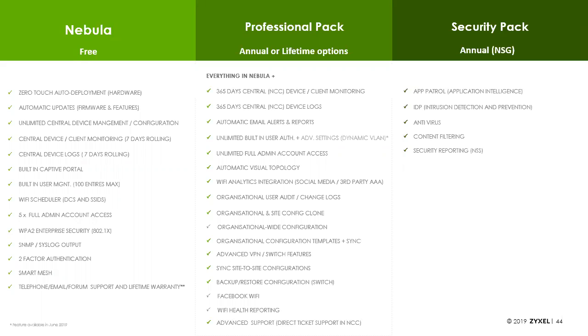So with Professional Pack, you can buy the license either as an annual license or you can pay a one-time fee for a lifetime license. The lifetime license is essentially a seat license, so it's not tied to an individual device. So if you need to swap out an access point or upgrade the network, you just remove the old device, add in the new device. You don't have to rebuy that lifetime license.